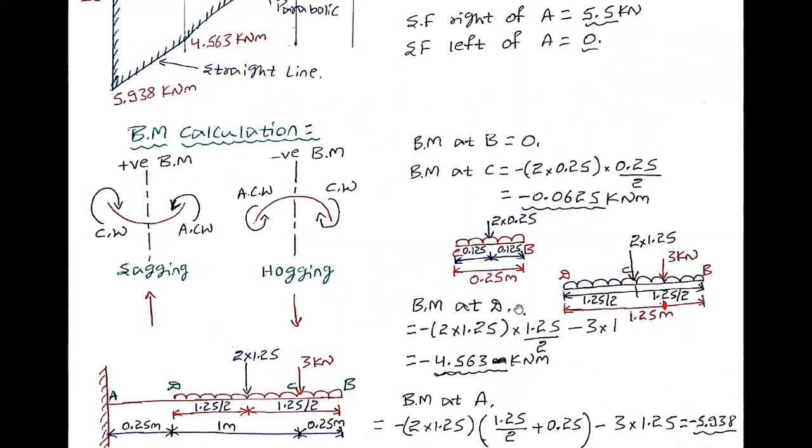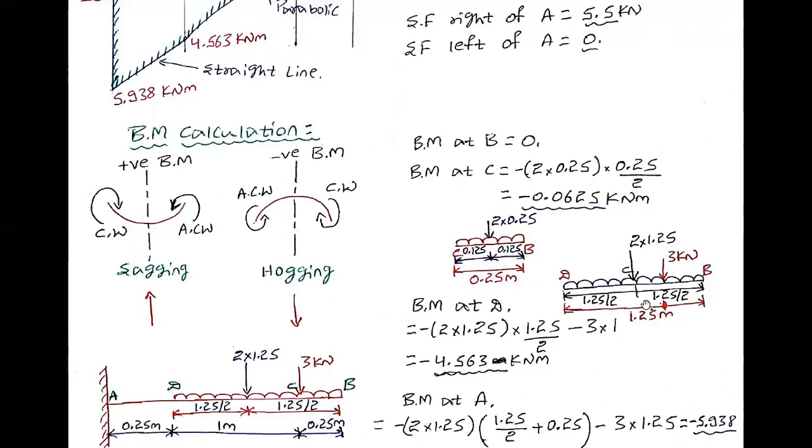As per the bending moment definition, you cannot directly take UDL. You need to convert this into point load. UDL is acting from point B to point D. The total distance is 1.25 meter. UDL is 2 kilonewton per meter multiplied by 1.25 meter. Then it will be converted into point load, and that will be acting at the CG.